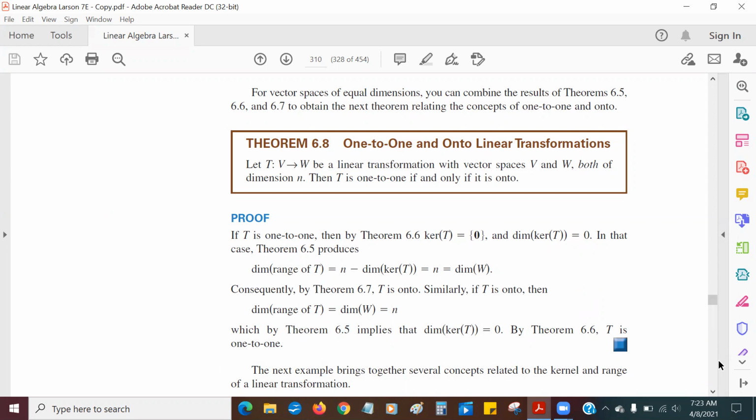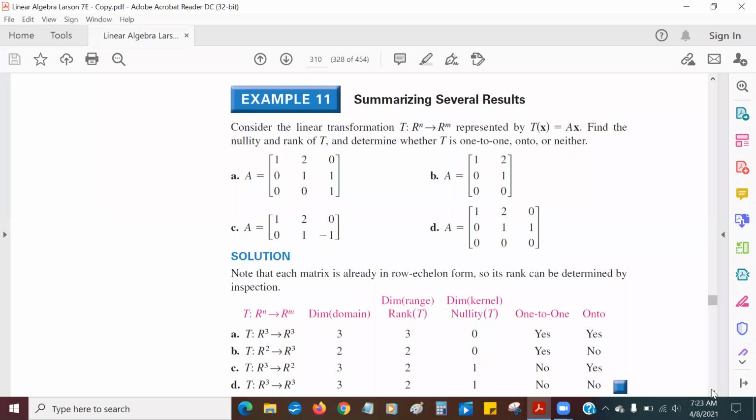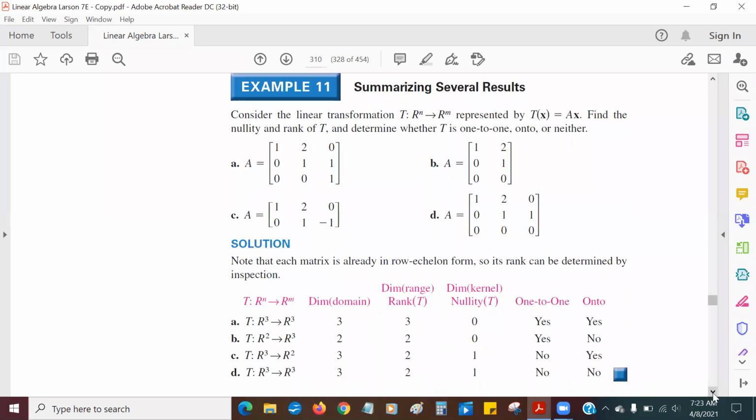Now, let's get some concepts here. Let's see some examples and concepts. So we want to look at a linear transformation, T, from Rn to Rm. It's n like November and m like Mike. And this is represented by T of x is equal to Ax, where A is a matrix. So we want to find the nullity and the rank of T. Again, the nullity is the dimension of the kernel and the rank is the dimension of the range.